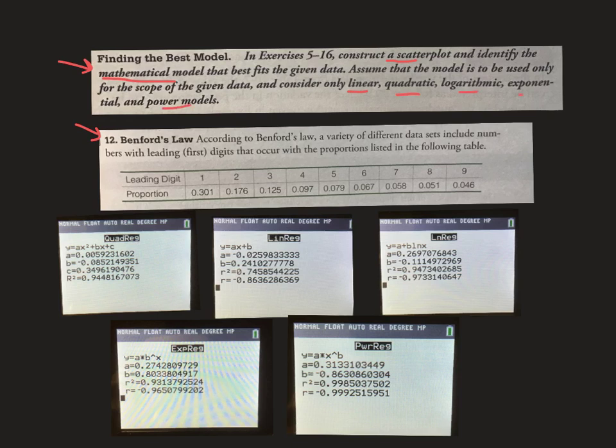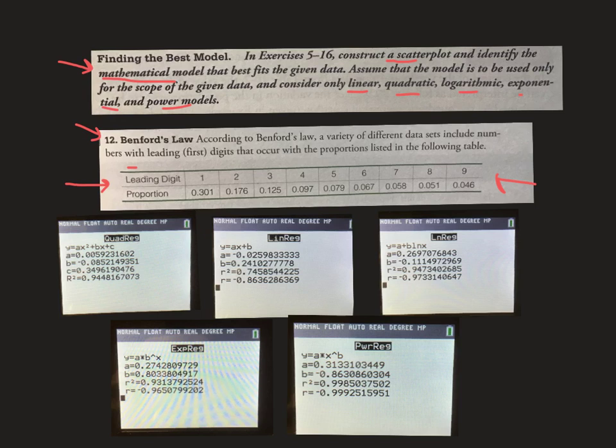Now, I punched all these values into L1 and L2. I know that's not a surprise. And I guess that should be the problem. According to Benford's law, a variety of different data sets include numbers of leading first digits that occur with proportions listed in the following table. That's kind of hard to understand anyway, but there's our table. We want to know what kind of model best models those values. And they give you these five up here: linear, quadratic, logarithmic, exponential, and power. And they ask you to do a scatter plot.